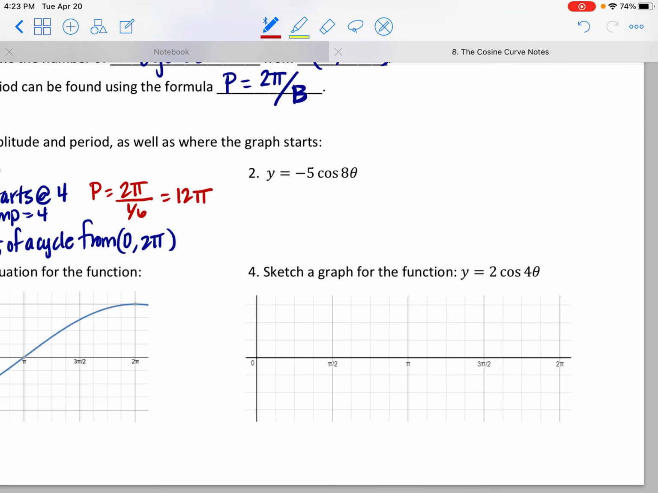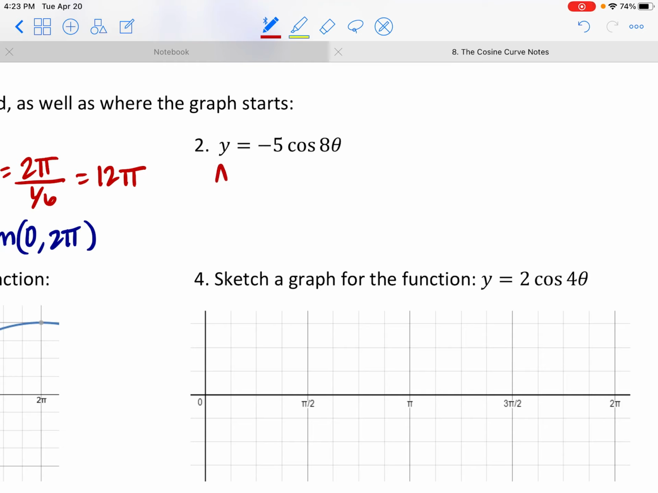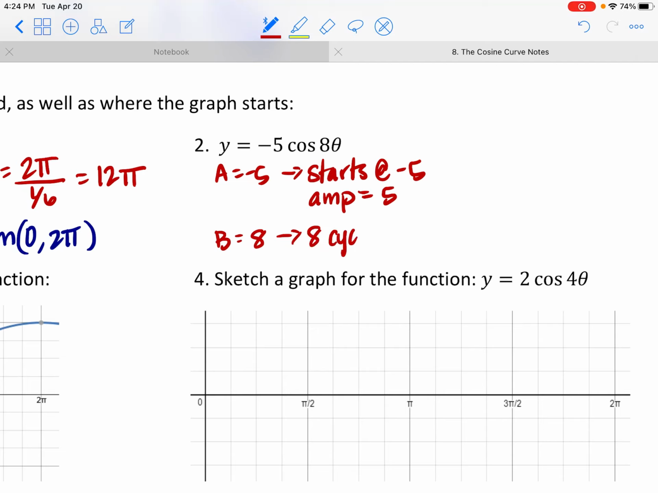And then over here, I can see, because a is -5, that this graph is going to start at its minimum of -5. So it starts at -5, and the amplitude is going to be 5. And because b is 8, that means this graph would have 8 cycles squeezed in there from 0 to 2 pi. So 8 cycles from 0 to 2 pi.